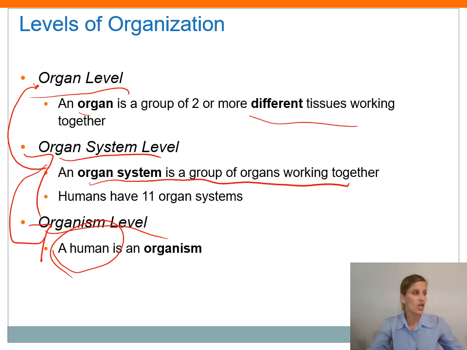You guys should be able to put these in order from the simplest to the most complex. And you should know what's included in each level. It's kind of easy because they just build on each other, right? So like multiple tissues come together to form the organ level. Multiple organs come together to form the organ system. The organ systems come together to form the organism. So as long as you can put them in order, you know what's in each category.